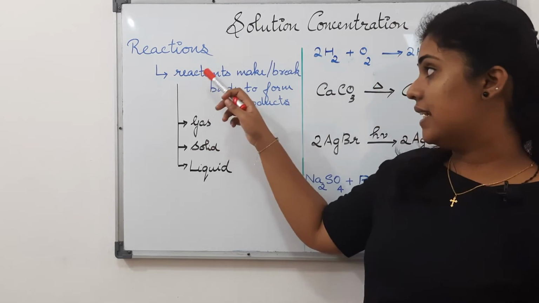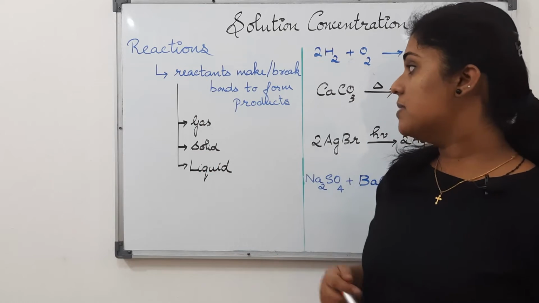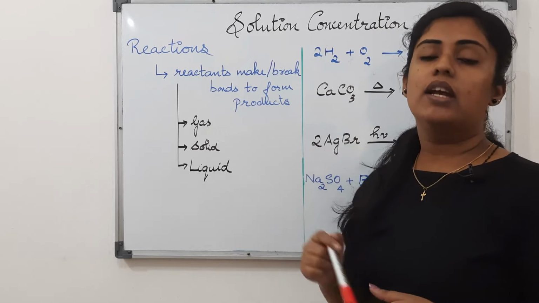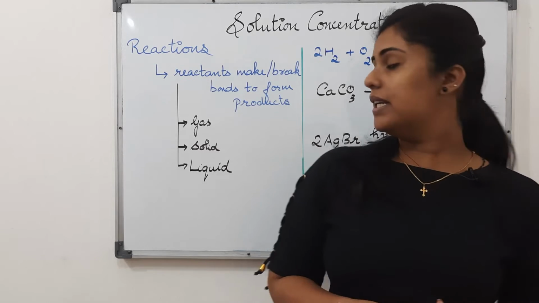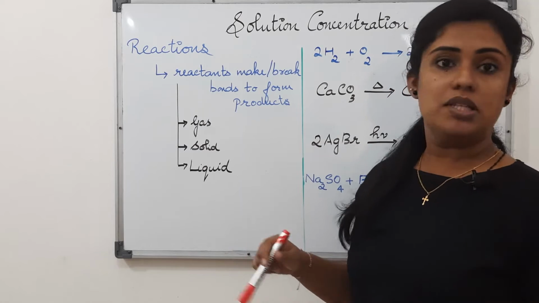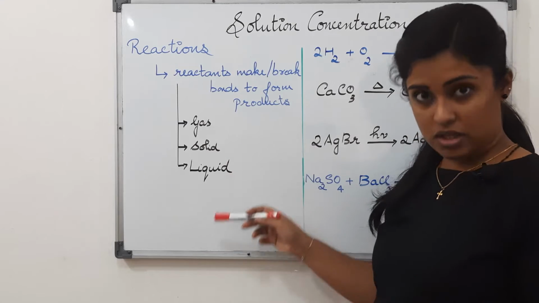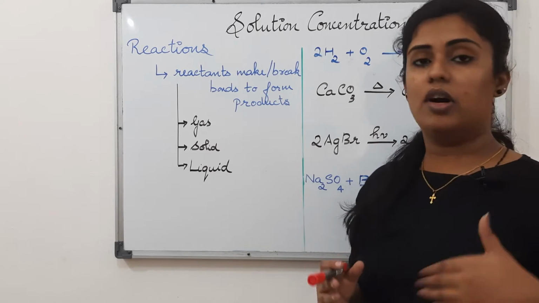Now the reactants that I take are basically matter. And matter exists in three different forms: gas, solid and liquid. Of course there is a fourth form, plasma, but let's just consider the first three for the time being. Gas, solids and liquids are the three different forms in which my reactants can exist. So my reactants in any of these forms can react together to form the products.